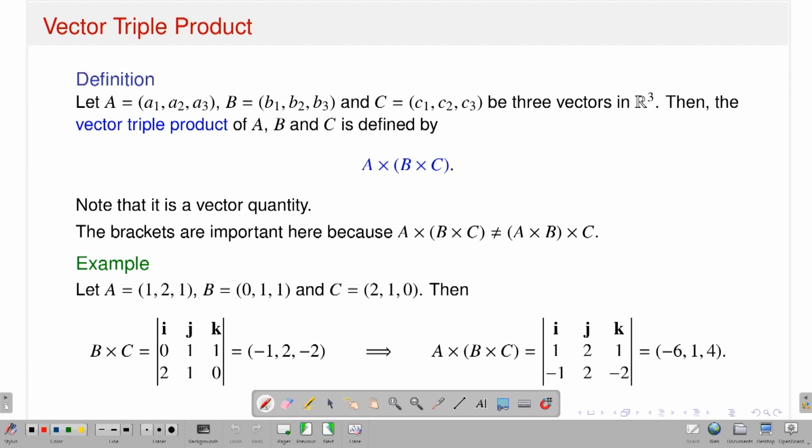For example, I take the vectors A, B, C like this: A equal to 1, 2, 1, B is 0, 1, 1 and C is 2, 1, 0. Then first I have to compute B cross C, which is minus 1, 2, minus 2. Then the cross product of A with B cross C is computed here, and it gives minus 6, 1, 4.